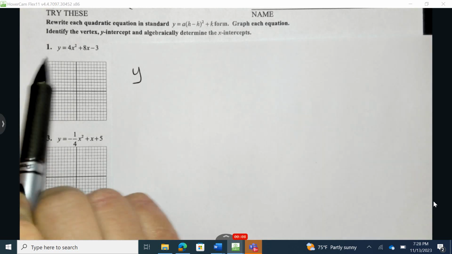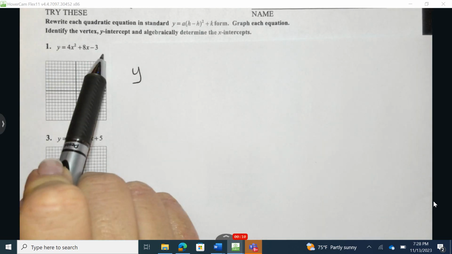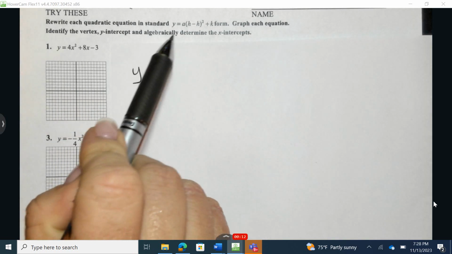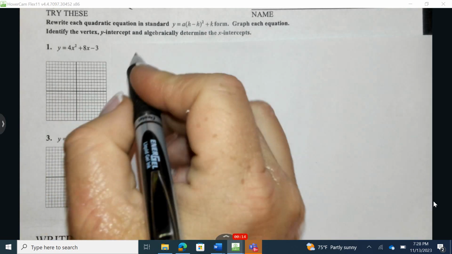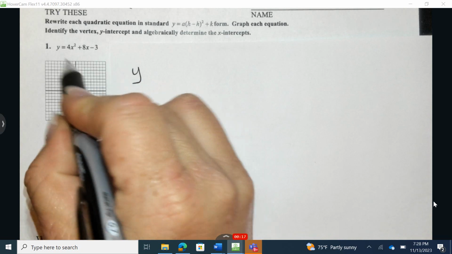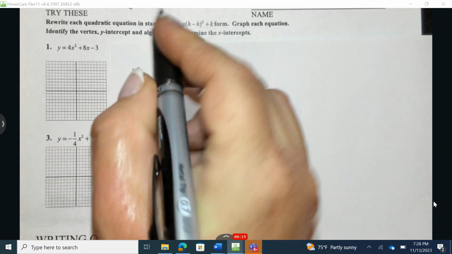So we're going to start by rewriting this equation, which is in standard form, and we're going to rewrite it in what is called vertex form. So we do need to show all the algebraic steps to do this to receive credit. I'm going to add 3 to the opposite side.